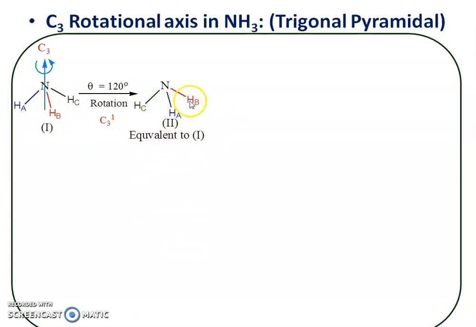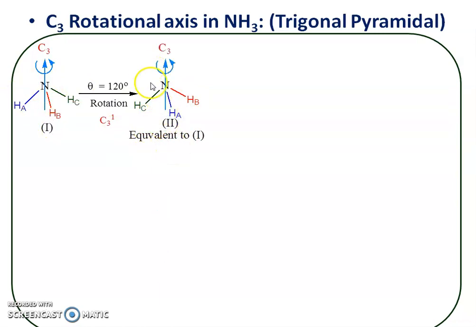Positions of hydrogen atoms will be same, there is no change, but hydrogen A takes position of B. Initially B was here, now the hydrogen A takes position of hydrogen B, and B takes position of C. Initially C was here, now the position of hydrogen C is taken by hydrogen B, and hydrogen C takes position of hydrogen A. So in this way, when molecule is rotated through 120 degree, we get the same structure, equivalent structure, but the labeled hydrogens are shifted through 120 degree, and resulting orientation is equivalent to structure 1.